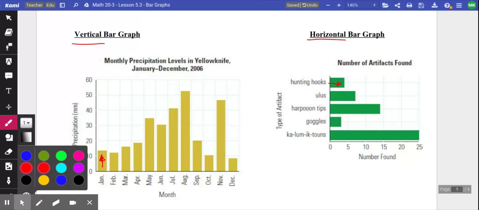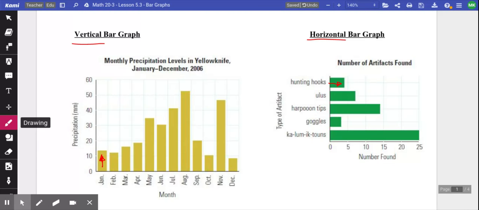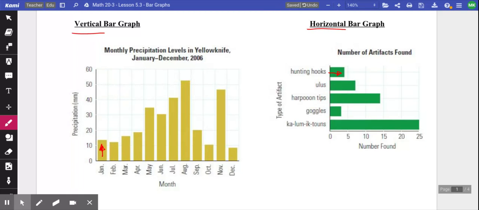Just depends on what you prefer. Honestly, I almost always do vertical. I almost never do horizontal, but realistically, you could do either. So you could change something from vertical to horizontal or vice versa, no problem at all. Usually, what a bar graph is good for is telling you the amount of something.